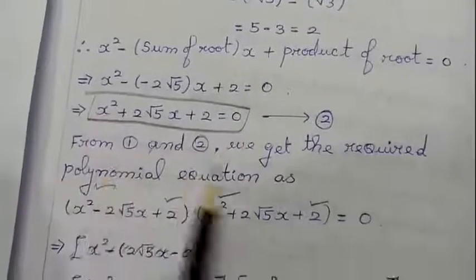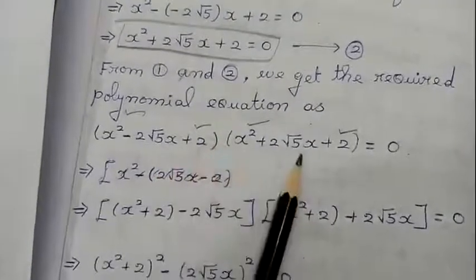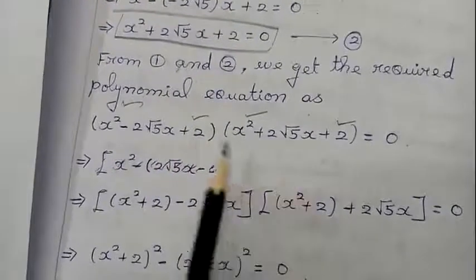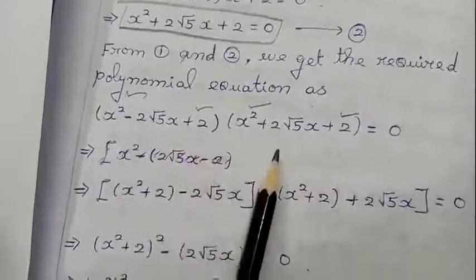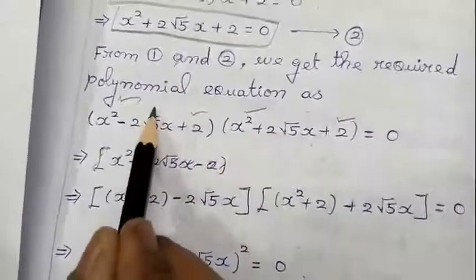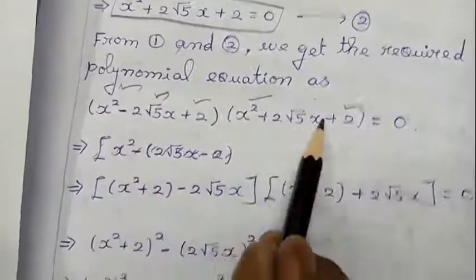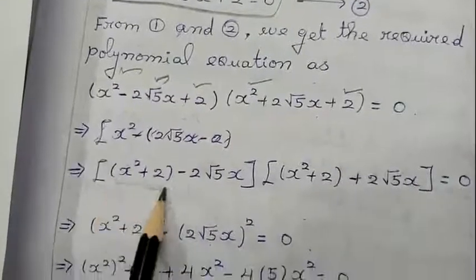From 1 and 2, we get the required polynomial equation. From 1 and 2, I'm going to take the two quadratic equations. I'm going to make some adjustment. What is the adjustment I'm going to do here is, if you see these two equations, the only difference is minus 2 root 5x and plus 2 root 5x. I'm going to make an adjustment in such a way.